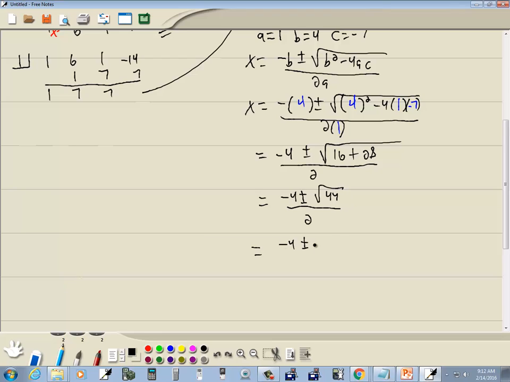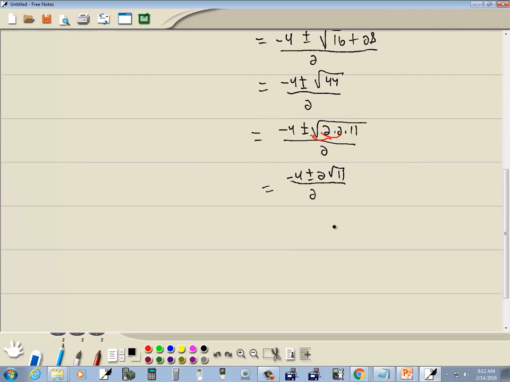Always simplify your radicals at any step. 44 is 2 times 2 times 11. Now remember, we're looking for a pair of somethings. Here's a pair of 2s, so they'll come out of the square root as a single 2. So we got negative 4 plus or minus 2 square root of 11 over 2.